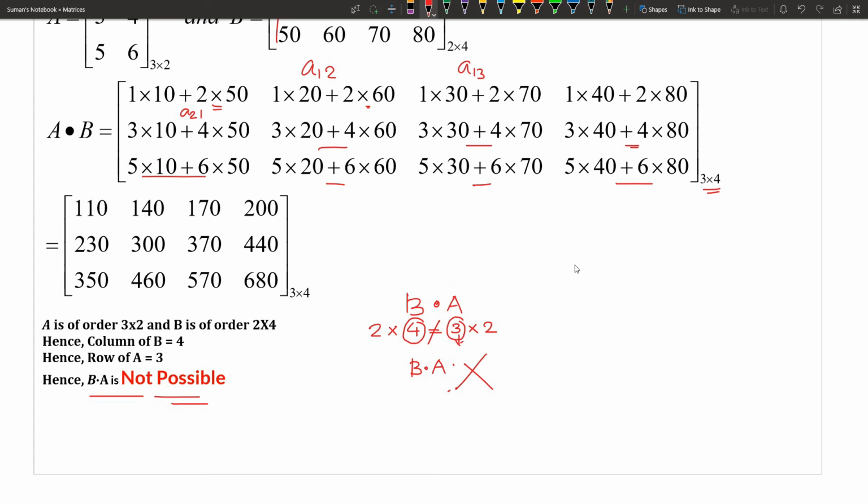So simply we can say, if we have matrix A of order M cross N and matrix B of order N cross R, then the matrix multiplication is possible, and the resultant would be of the order M cross R.